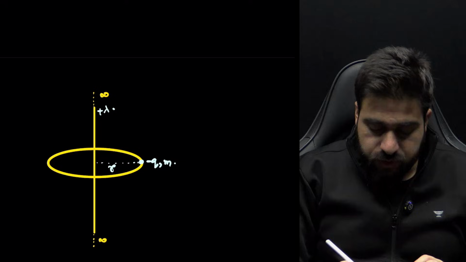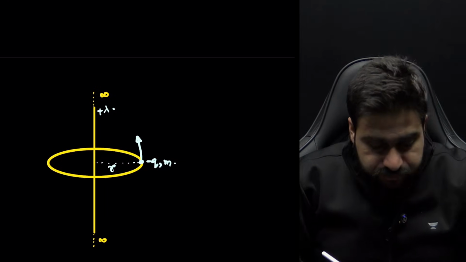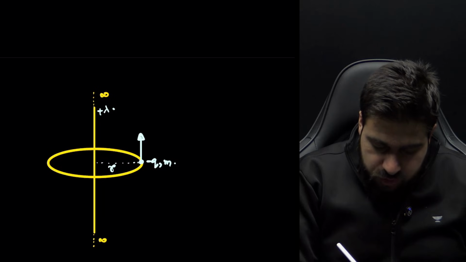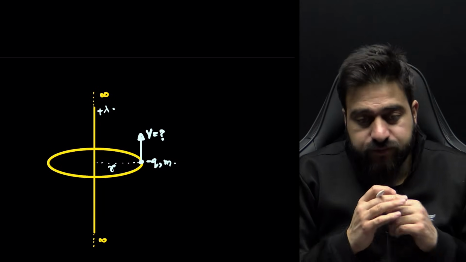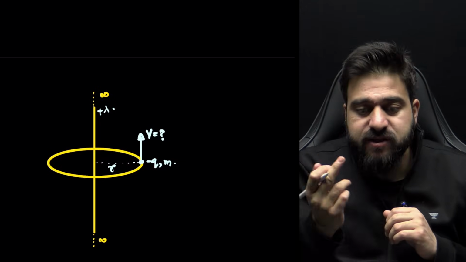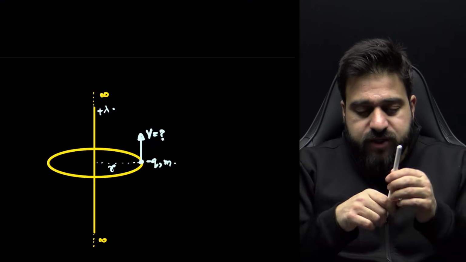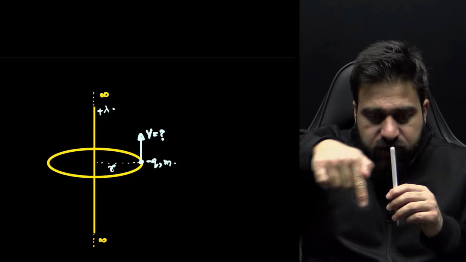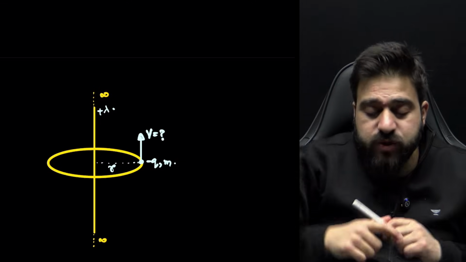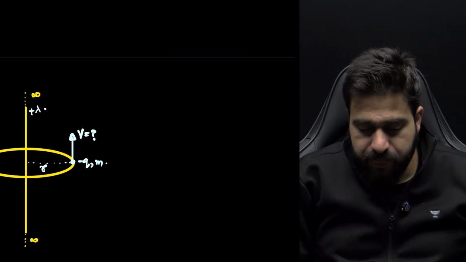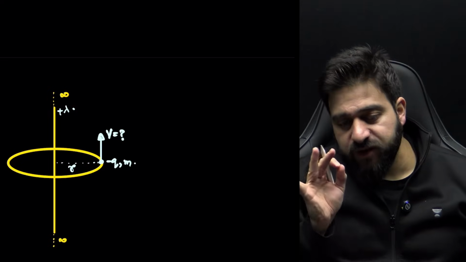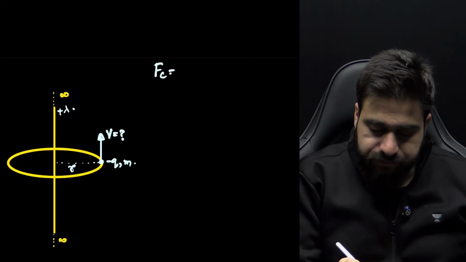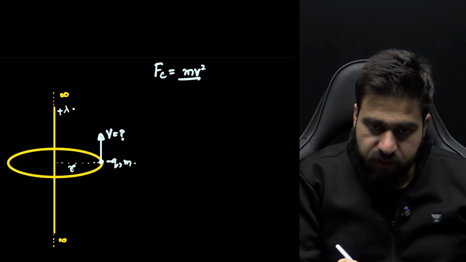My question to you is, what should be the velocity given to the charge so that it completes the circle? It is a rod, and it is a minus q charge. How much velocity must we give to the charge so that it moves in a circle? See guys, always remember, whenever a charge performs circular motion, centripetal force acts on it. And that centripetal force is mv square by r.